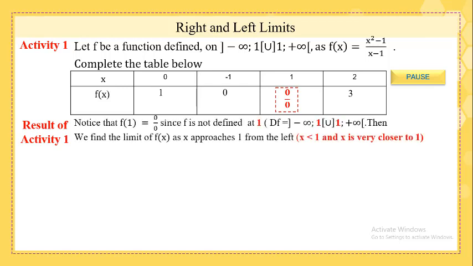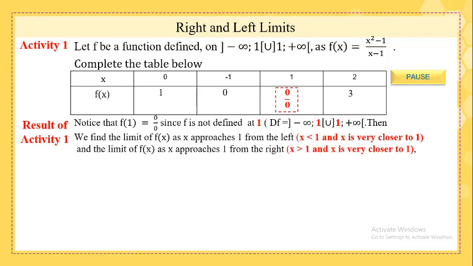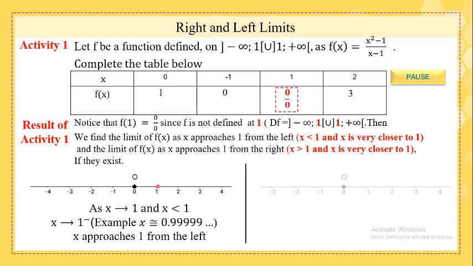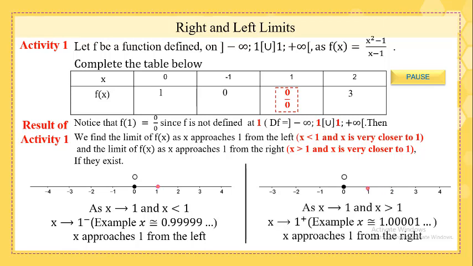So, in this case, we find the limit of f of x as x approaches 1 from the left, or very close to 1, or x approaches 1 from the right, or very close to 1 and strictly greater than 1, if they exist. In the given number line, we see the limit as x approaches 1 from the left and as x approaches 1 from the right.